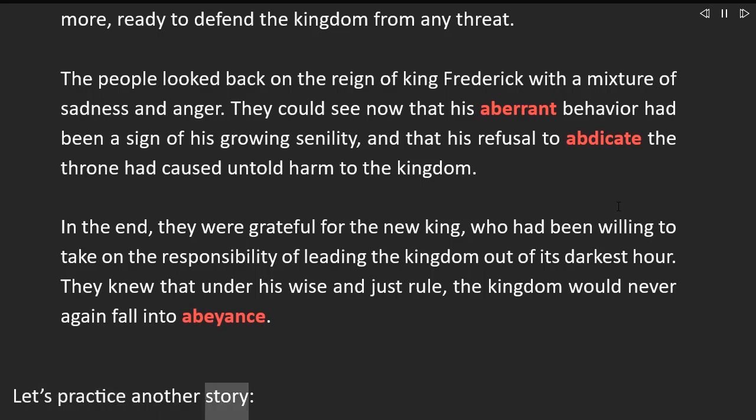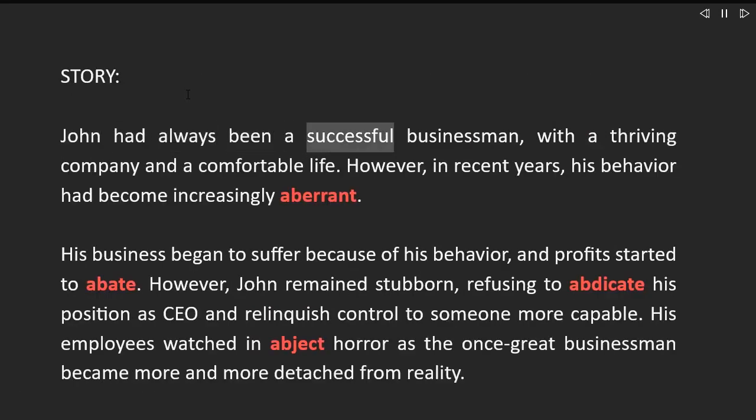Let's practice another story. John had always been a successful businessman, with a thriving company and a comfortable life. However, in recent years, his behavior had become increasingly aberrant. His business began to suffer because of his behavior, and profits started to abate. However, John remained stubborn, refusing to abdicate his position as CEO and relinquish control to someone more capable. His employees watched in abject horror as the once great businessman became more and more detached from reality.